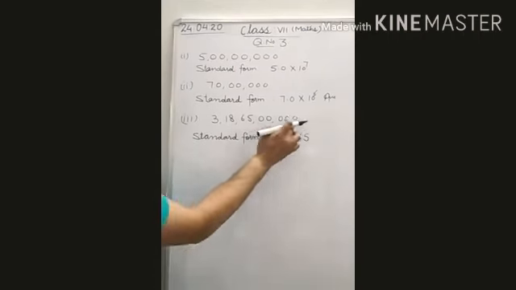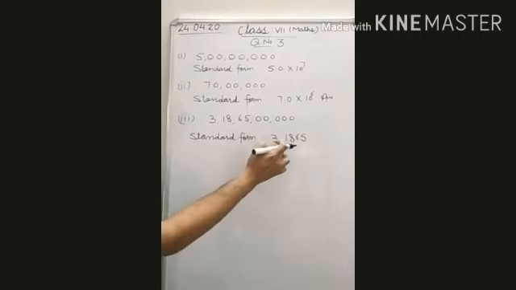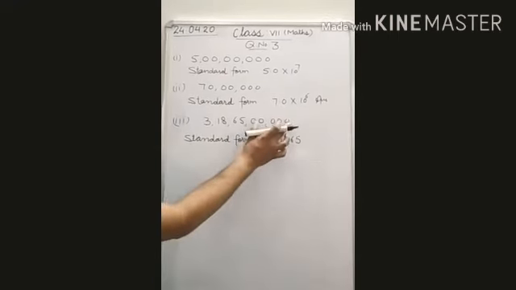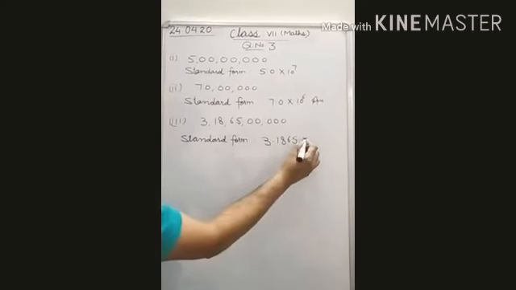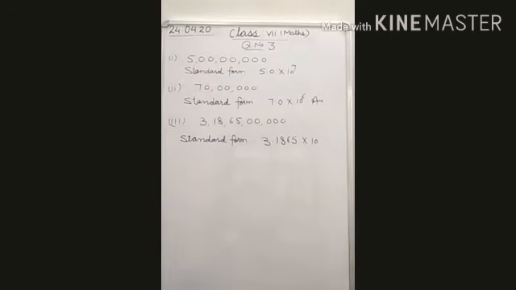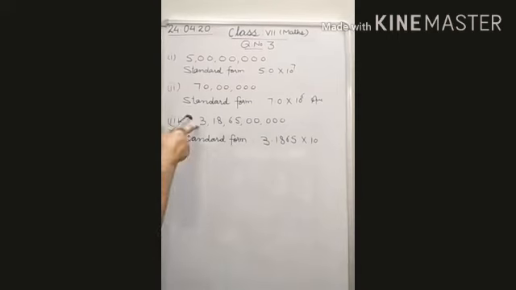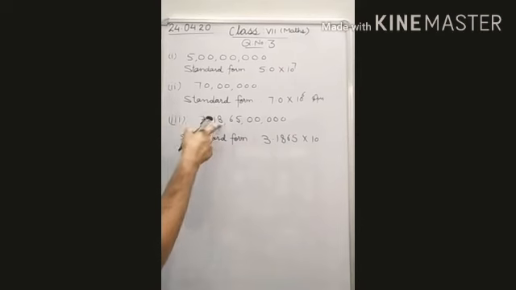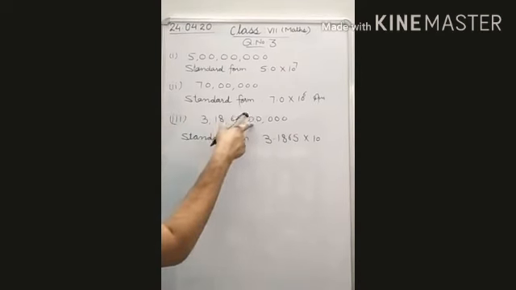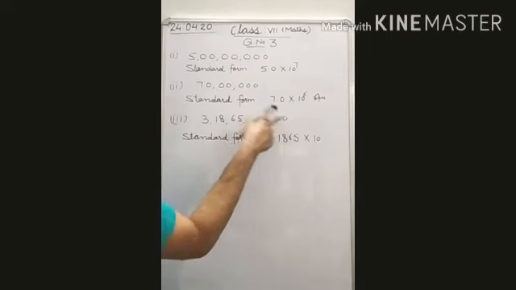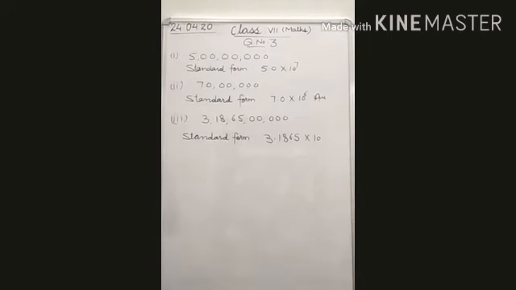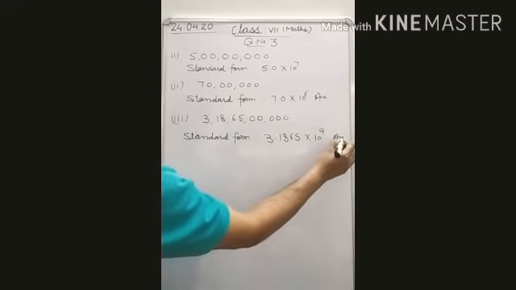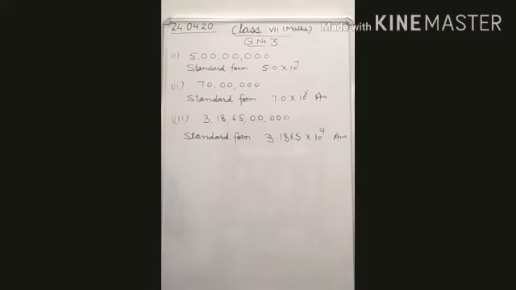Now after that, zeros are there. We know that if a decimal is there, zeros at the end have no meaning. So we don't write these zeros at the end. We write only 10 raised to the power. Now 10 raised to the power how much will it be? You just see after 3 how many total digits are there? There are 1, 2, 3, 4, 5, 6, 7, 8, 9. There are 9 digits. So we write 10 raised to the power 9. So this will be the standard form of this number.